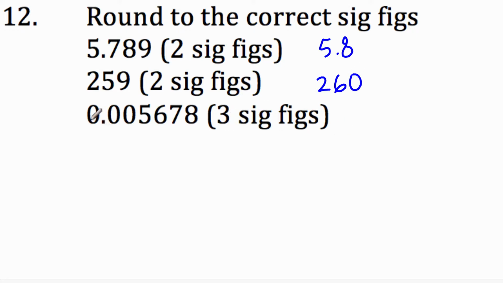Round to 3 sig figs, zeros out front don't count, so I just write those in. And then there's a 5, a 6, there's 2. The third one, this one's larger than 5, so this one gets bumped up. Okay, there's your sig fig questions.